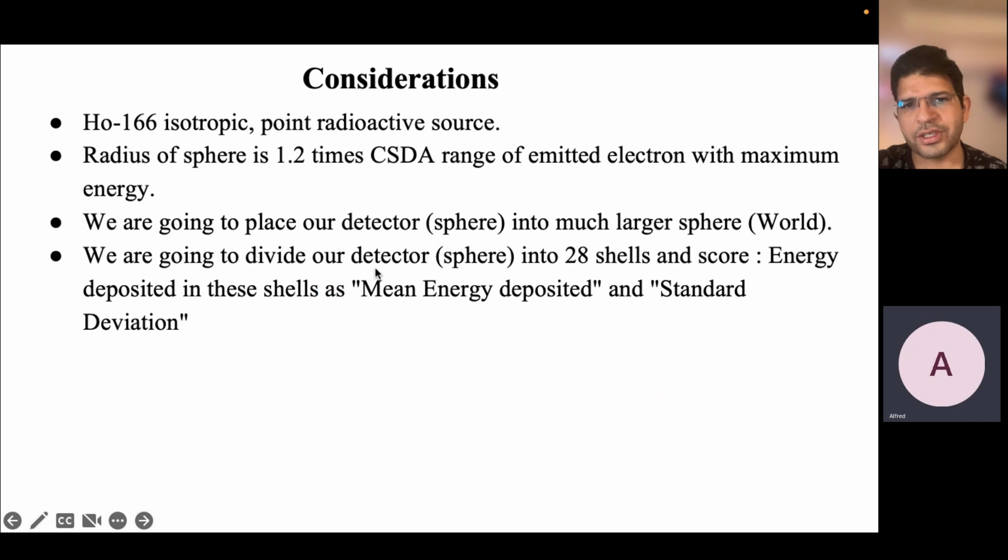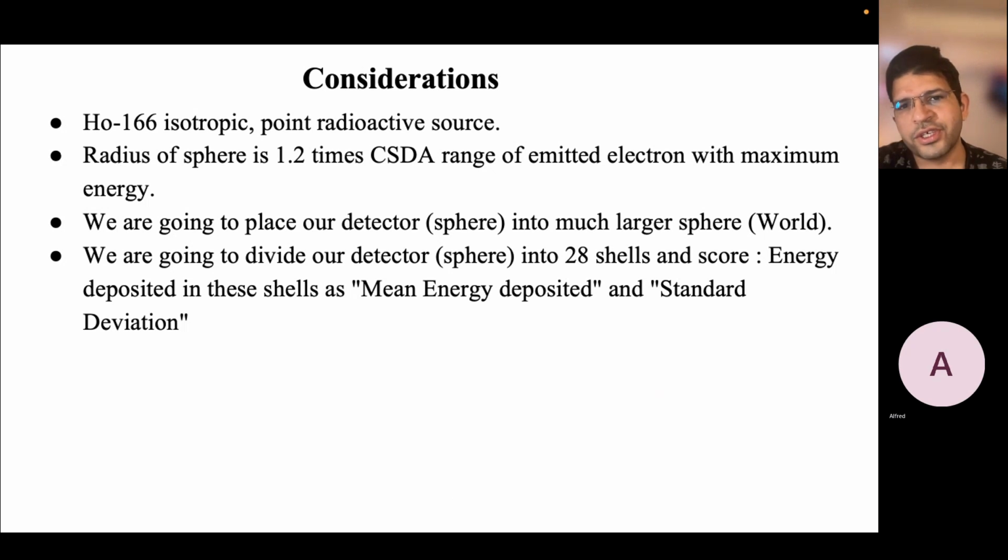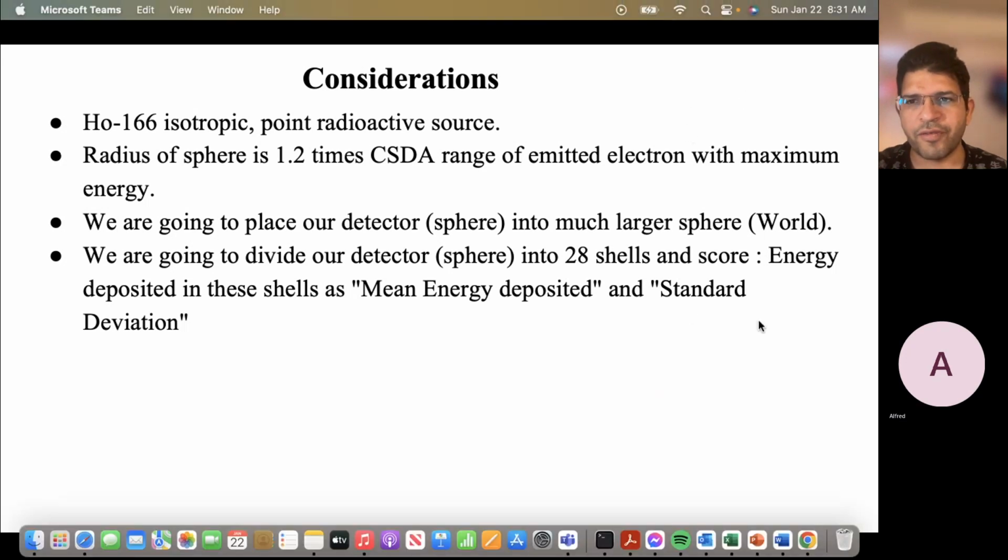Now the question is how we are going to do this calculation. First we need to define our radioactive source. Then the question comes how big this sphere should be. We don't need a too large sphere; a sphere with a radius 1.2 times the CSDA range of the electrons emitted from hafnium should be good enough for this calculation. This is how we define our world.